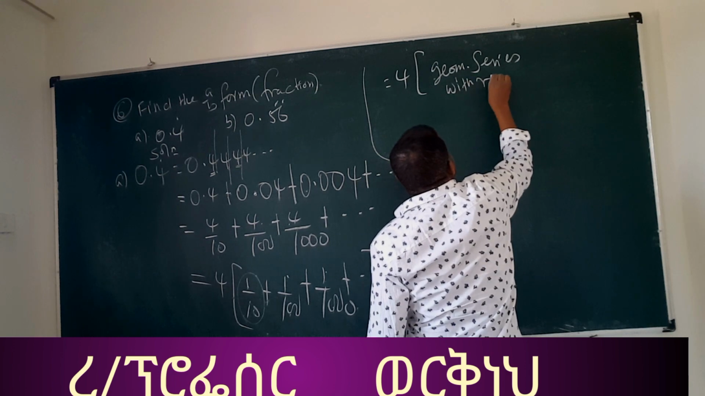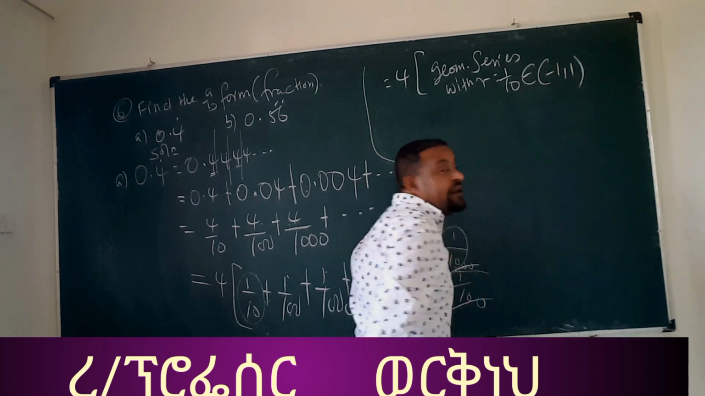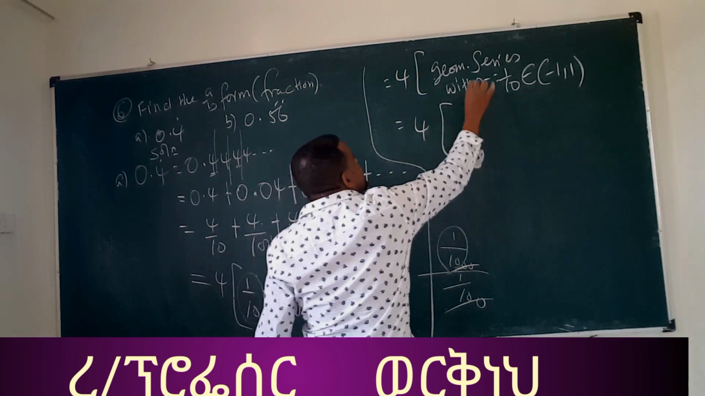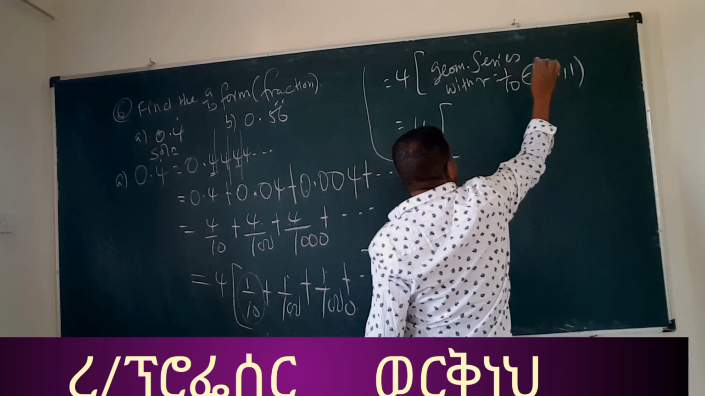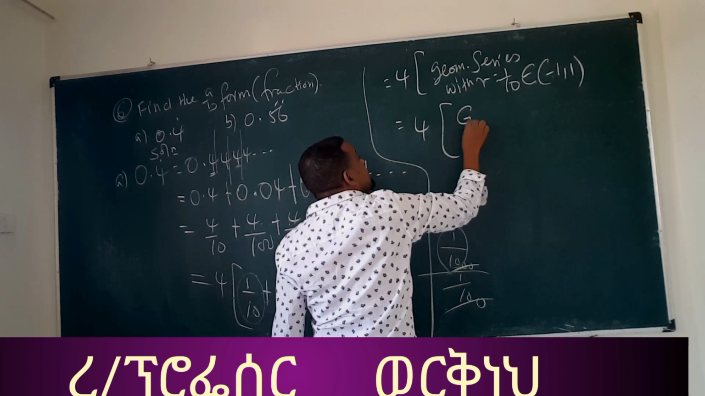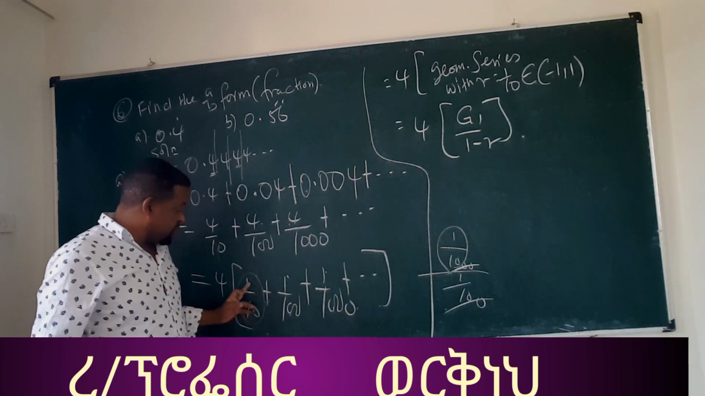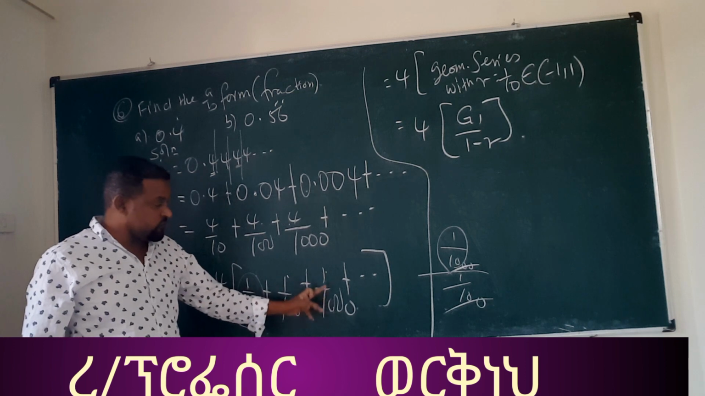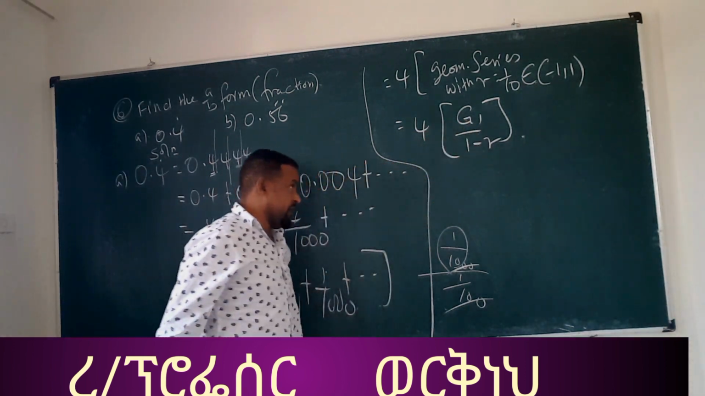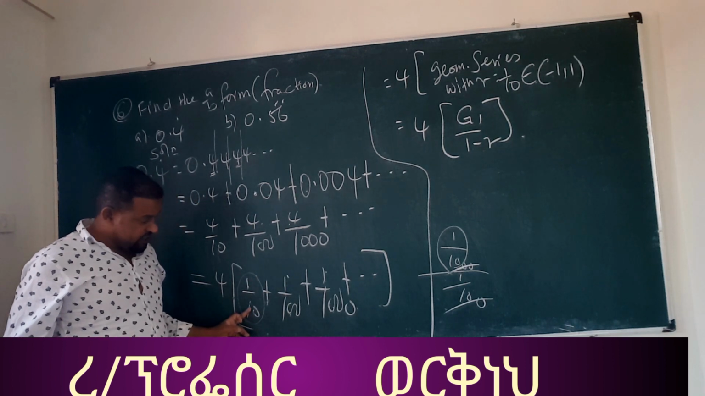So it's a geometric series with common ratio 1/10. Is this between negative 1 and 1? Yes. So this is 4 times the series. Since the common ratio is between negative 1 and 1, it converges to G1 over 1 minus R. The series 1/10 plus 1/100 plus... converges to G1 over 1 minus R. G1 is 1/10 and the common ratio is 1/10.